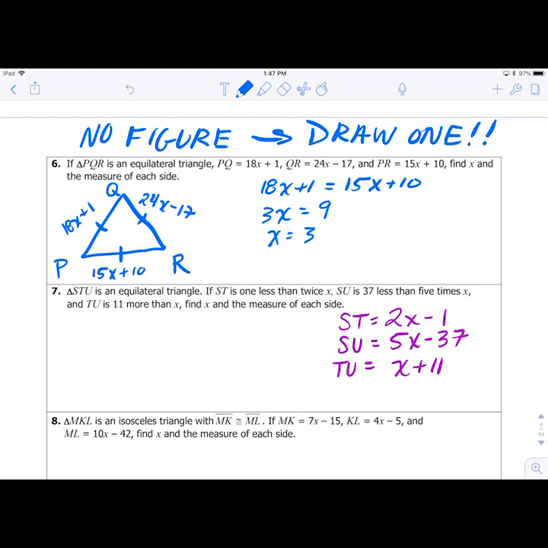Set it equal to one side. Let's just do PR. Okay? So PR is 15 times 3 plus 10. It's going to be 45 plus 10. That's equal to 55. All right? So PR is 55. We're going to know the other sides are also 55.